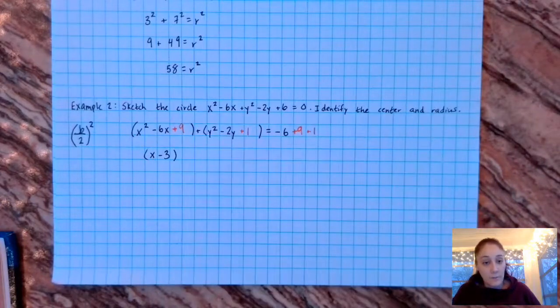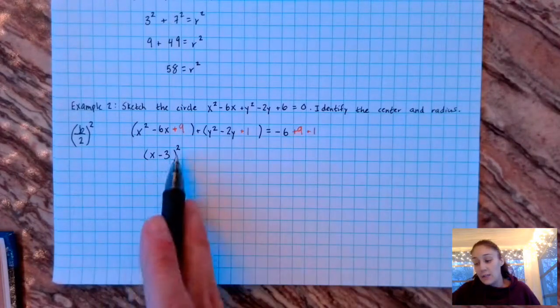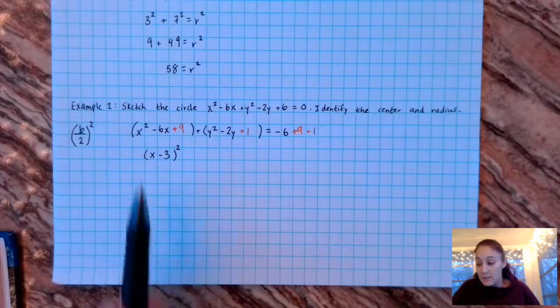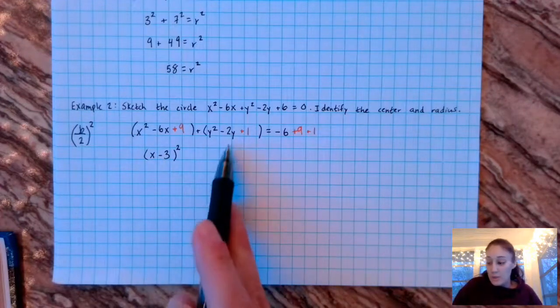Right, I just factored two numbers that multiply to 9, but give me a negative 6, x minus 3, and x minus 3. And because I have two of the same factors, I have x minus 3 squared. And the reason that that's convenient is because this is the first part of what something in standard form looks like. So I'm going to do the same thing here.